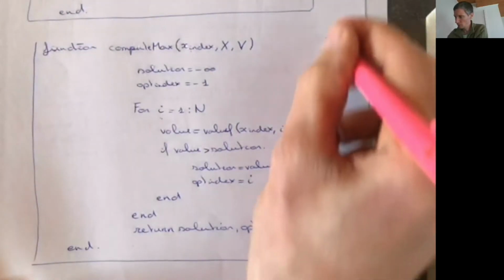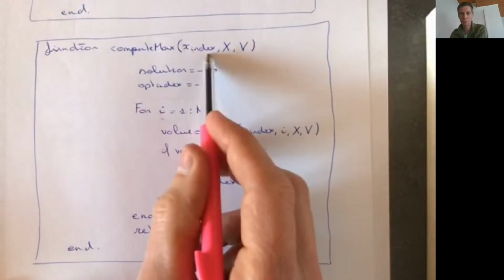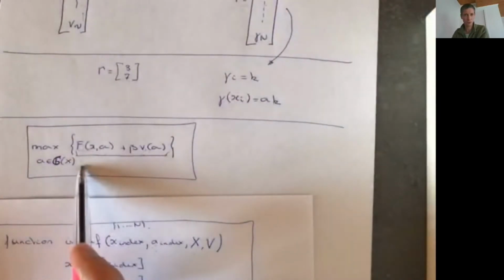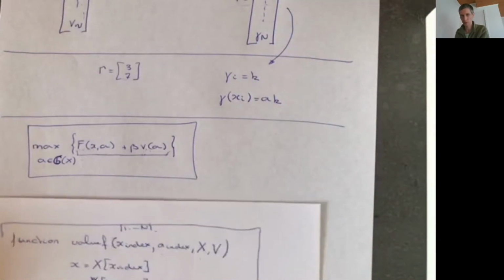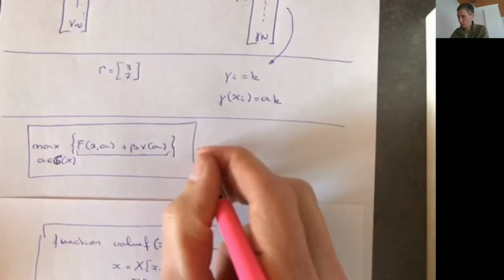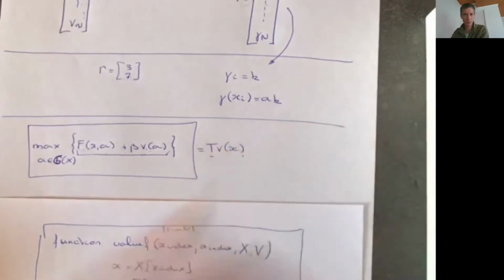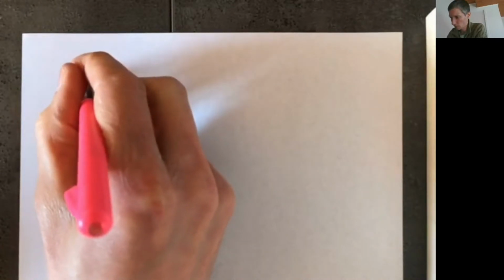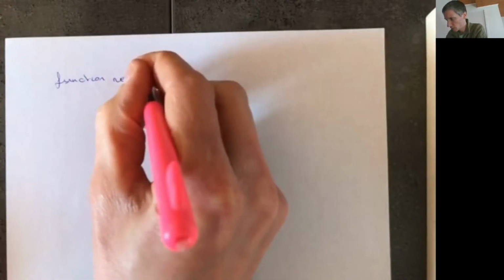So now if I run this function for a given x index, I'm going to solve this maximization problem for this x here. Okay. So the thing is, I have to do this for every x, right? Because I want to have my TV of x, which is the next iterate. Okay. So I can do this using a new function. Maybe I can call this new value function.